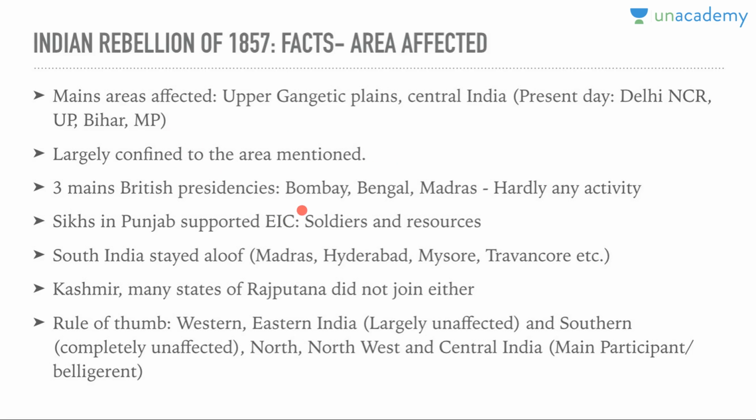Now the British presidencies of Bombay, Bengal, Madras, there was hardly any activity, logically speaking, right? Now Sikhs in Punjab, especially the Kapurthala, Patiala region, supported the East India Company by providing soldiers, resources, all kind of support. Kashmir and many states of Rajputana also did not join the revolt. Okay, so the British had the upper hand in that. And South India like Madras, Hyderabad, Mysore, Travancore, the large princely states and presidencies, did not join either.